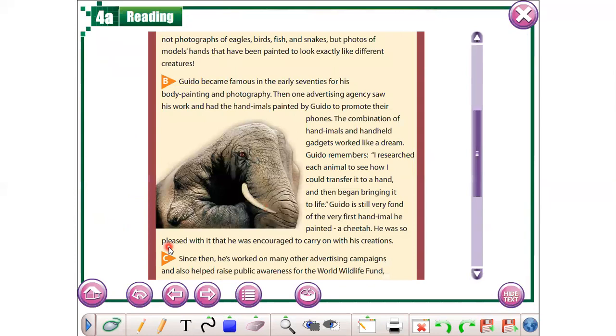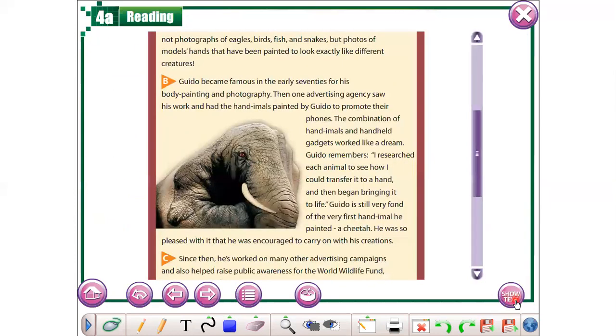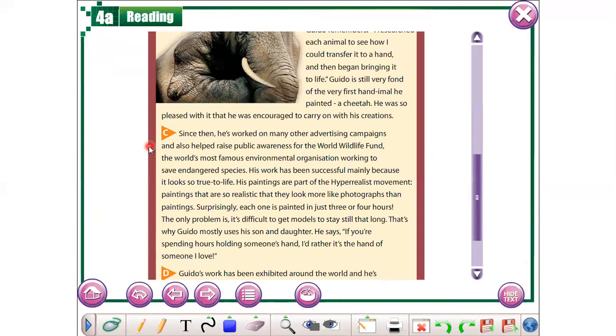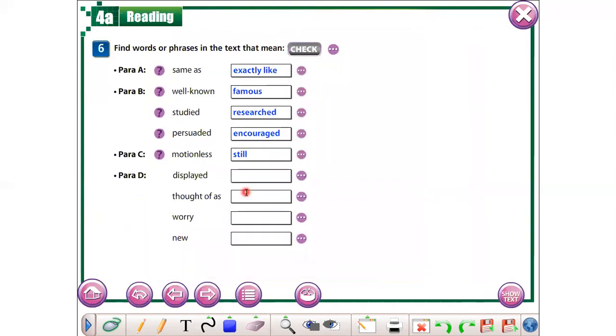Okay. Now paragraph C, motionless. And let's see, it says, it's difficult to get models to stay still. So motionless is still. Then displayed. Let's find a synonym in paragraph D, paragraph 4, for displayed. And let's see, Guido's work has been exhibited. In other words, displayed.